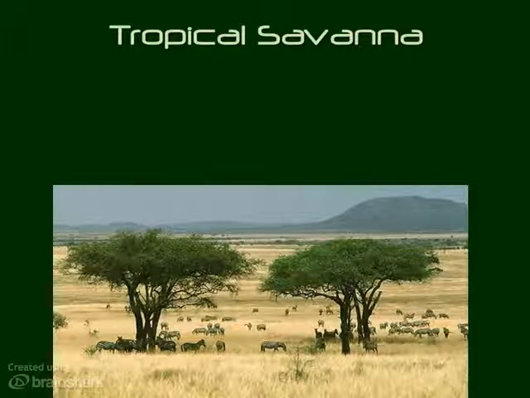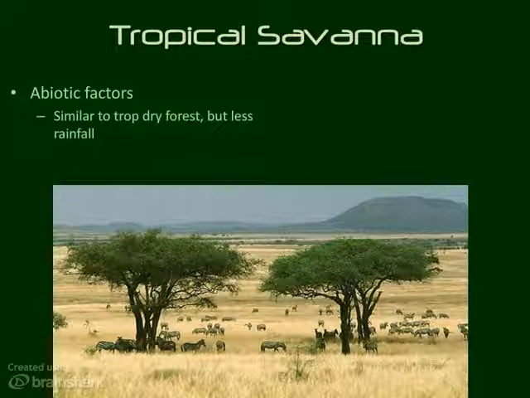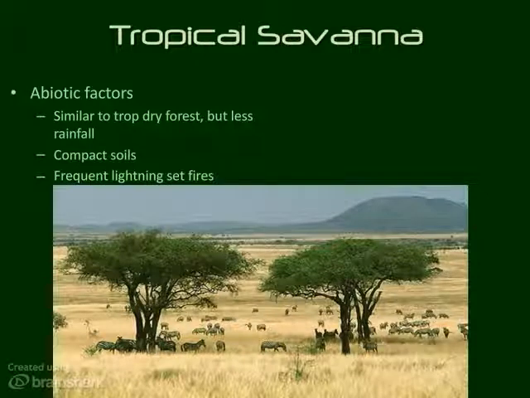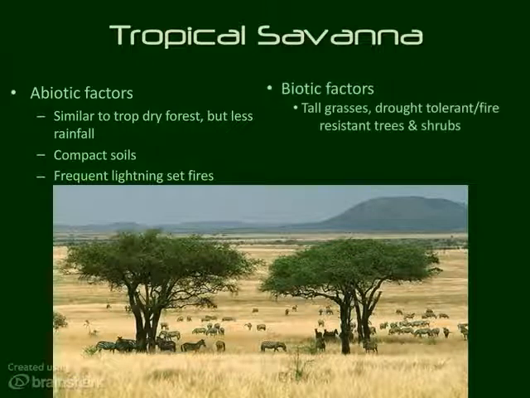The actions of large animals living on a savanna prevent some areas from turning into a dry forest. Similar in temperature but with less rainfall, the tropical savanna has compacted soils and it experiences frequent fires, usually set by lightning. Biotic factors in the tropical savanna include tall grasses and drought-resistant shrubs and trees. Trees are fewer, dotting the landscape near water sources, as you see here in this picture.